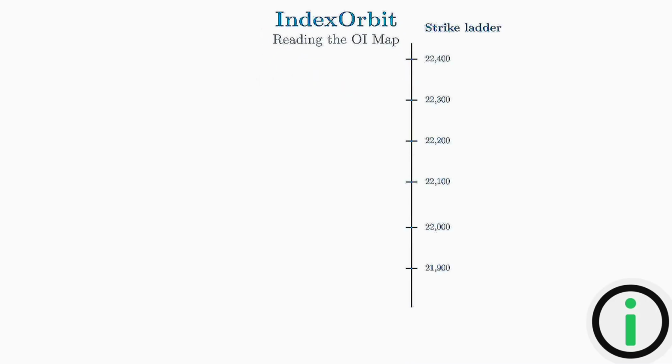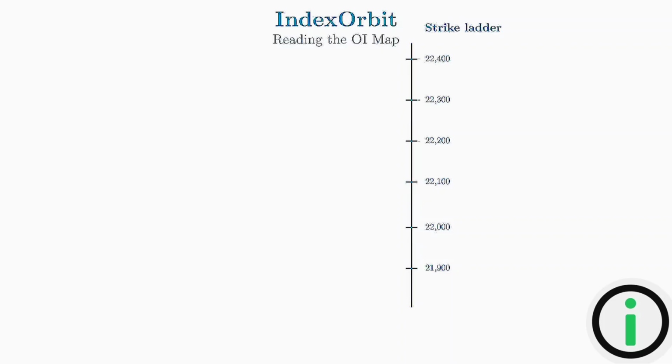Welcome to Index Orbit. In this lesson, we will learn how to use the OI profile and options levels indicator on the Dhan app to read live option chain data more intelligently. Think of the indicator as a map rather than a prediction machine. Horizontal bars show where open interest is concentrated at different strikes.